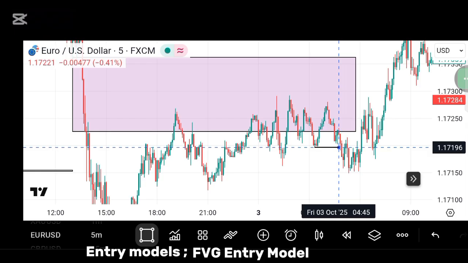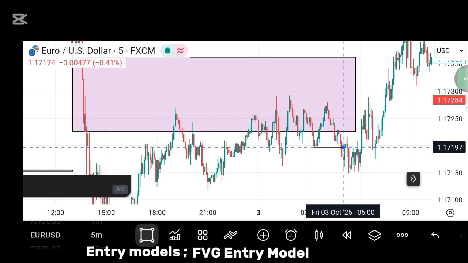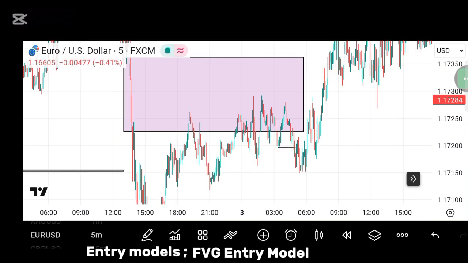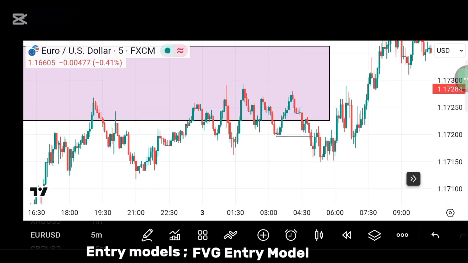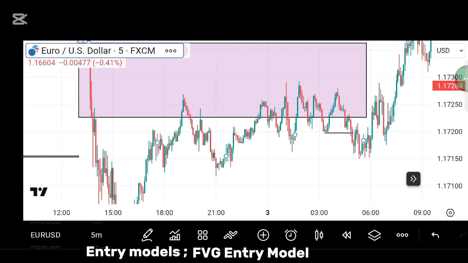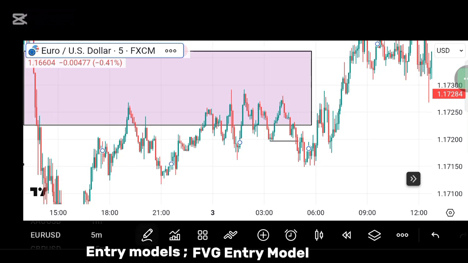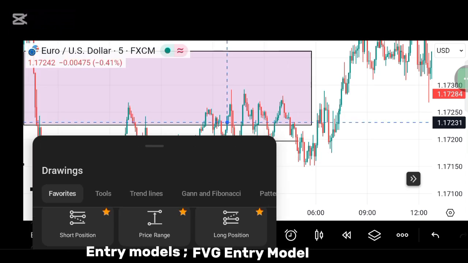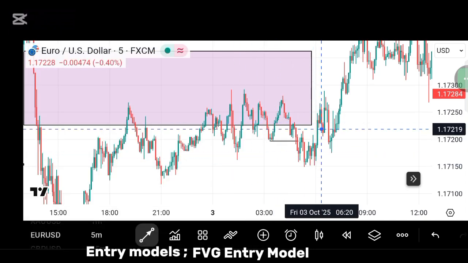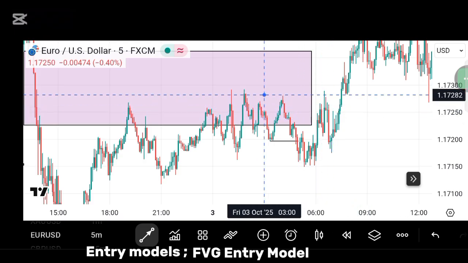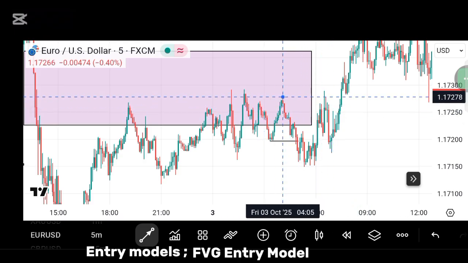And this was during, look at the time here as I'm moving this. So this was actually around 5 o'clock, the early hours of the day. I saw the shift in market structure and I entered after the retracement. This retracement here, I entered after this retracement, seeing price taking out liquidity above here.